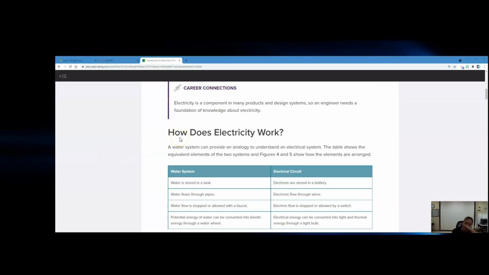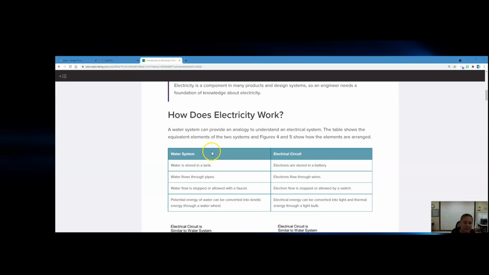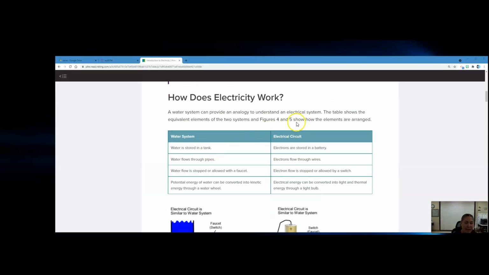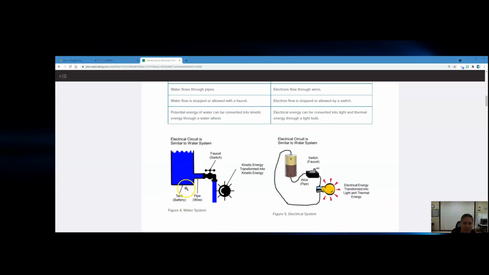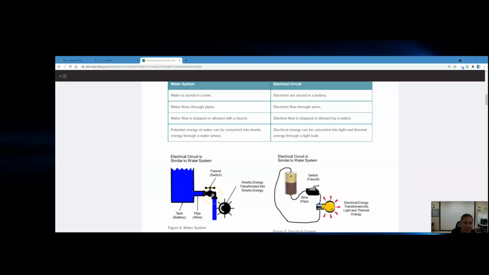Okay, so now we're going to look at how electricity works. So how does electricity work? We're going to compare an electrical circuit to a water system. So two different systems, we're going to compare and contrast just to help you understand. When you have water, we put water in a tank, and then the water flows to the pipes. So you got it in here, turn on the faucet, water flows through, easy peasy. The water flow can be stopped or allowed to go by turning that faucet.